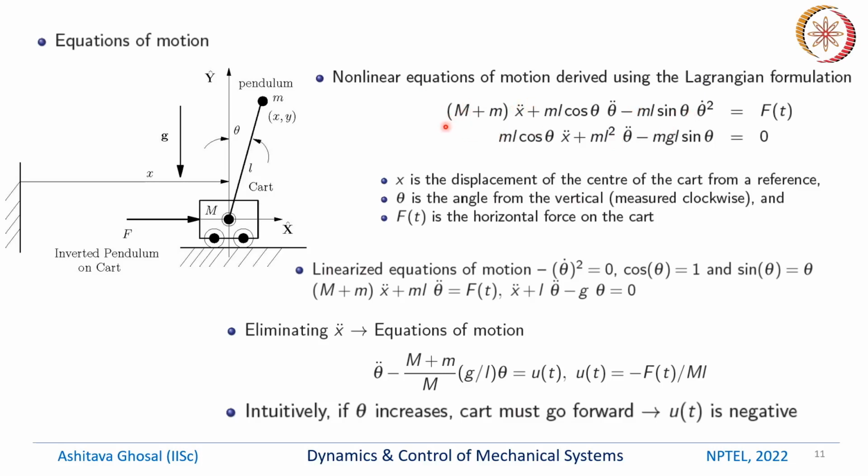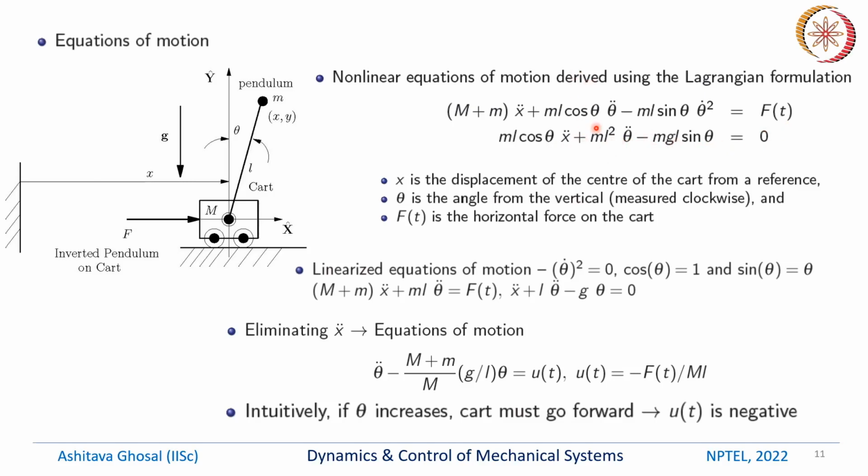So it turns out that the equations of motion can be written as (capital M plus small m) x double dot plus ml cos theta theta double dot minus ml sin theta theta dot square, and this is equal to f of t. So f of t is the force as a function of time. The other nonlinear equation is ml cos theta into x double dot plus ml square theta double dot minus mgl sin theta equal to 0.